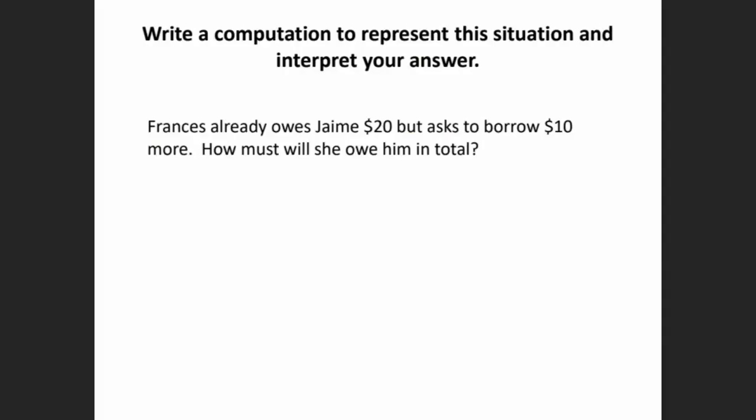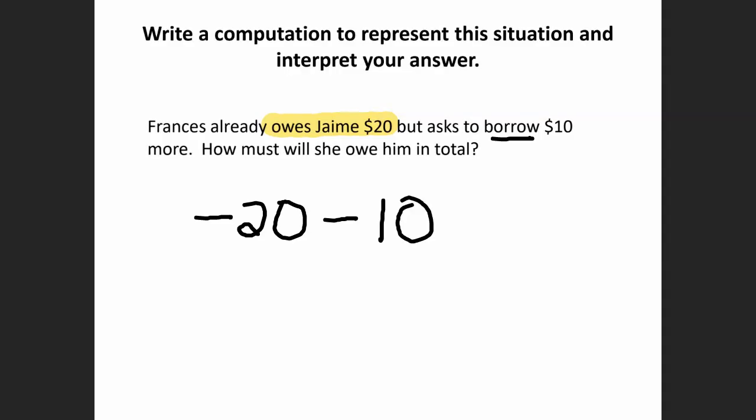Now, story problems. Okay. Let's interpret. Francine already owes Jamie $20. That phrase, owes $20, means that Jamie is $20 in the hole. She asks to borrow. Okay, when you borrow, you are still taking money away from Francine. This will give me a -30.